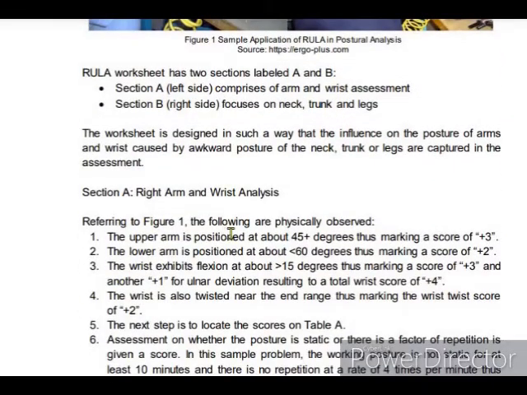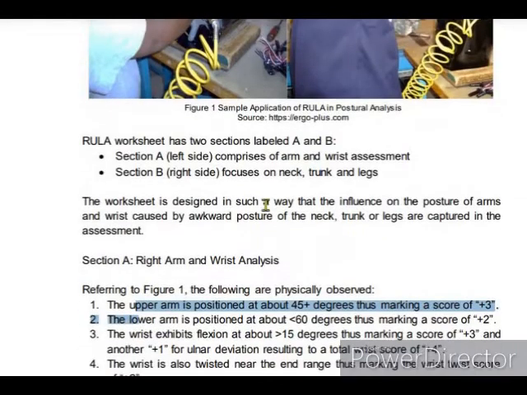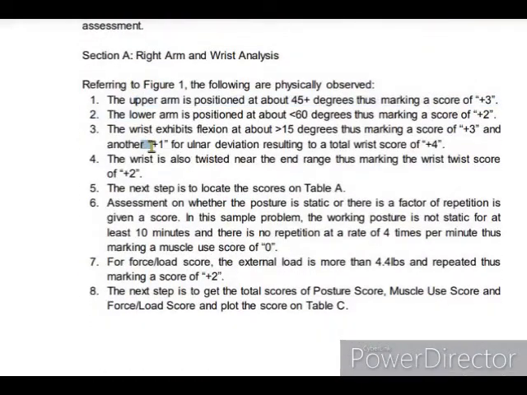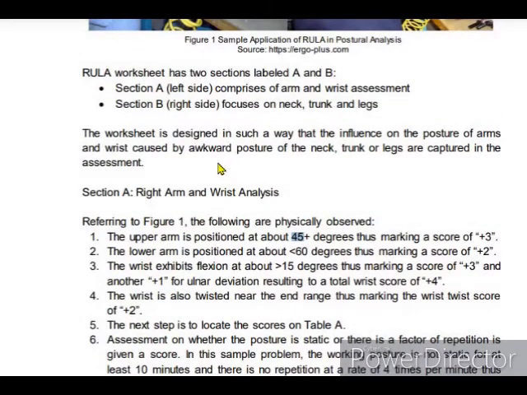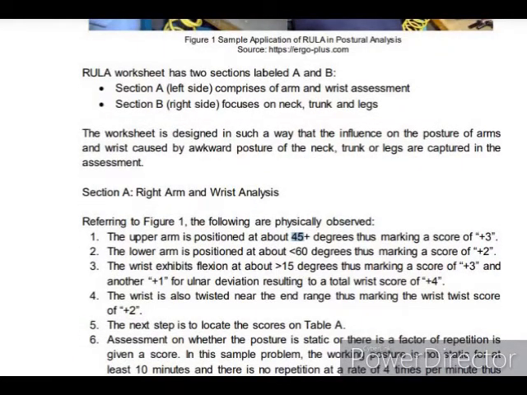So, section A, right arm and wrist analysis. Referring to the figure 1, the following physically observed. So, ito yung mga observations dito, guys, sa figure 1. Okay? So, section A, ang section A ay left side. Ito, guys. Ito yung observations. So, marami. The upper arm is positioned at about 45 plus degrees, thus marking a score of +3. Okay? So, ibig sabihin dito, guys, yan, sinukat niya yung upper arm. Okay? Kung anong degrees ba siya nakaposition relative doon sa center ng katawan. Okay?